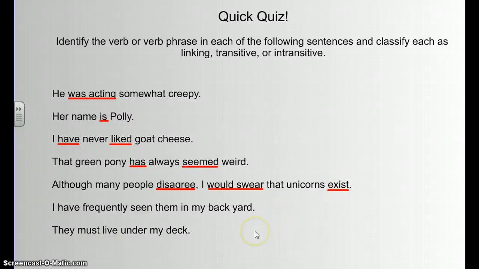Next sentence, I have frequently seen them in my backyard. Have seen is my verb phrase. And this is a transitive verb because I am doing something to them. I am seeing them. They must live under my deck. Must live is my verb phrase. This is intransitive. If I said if they lived a full life, then they would be doing something to a full life. In this case, I'm just saying they're completing this action. So intransitive.